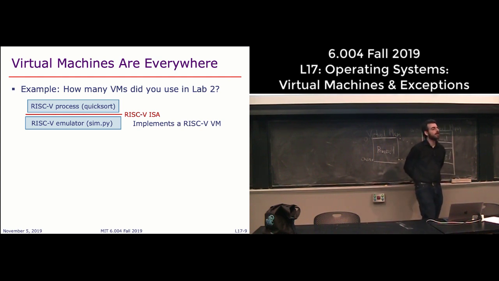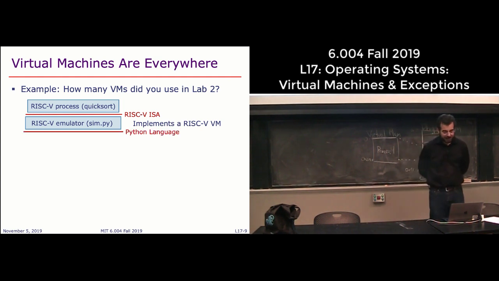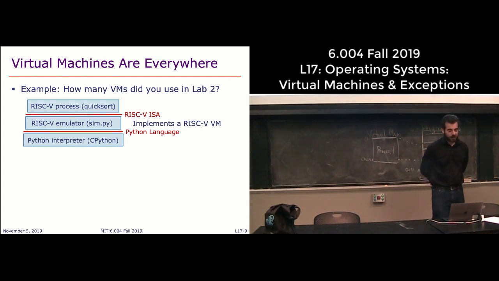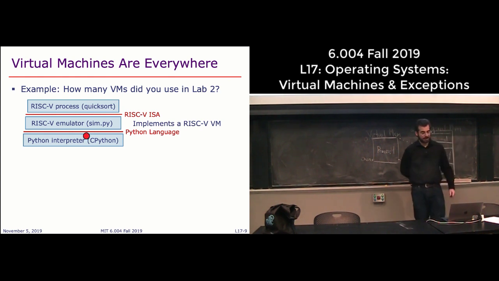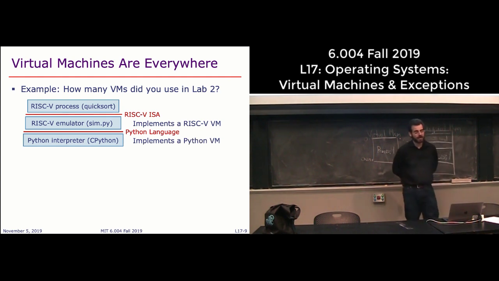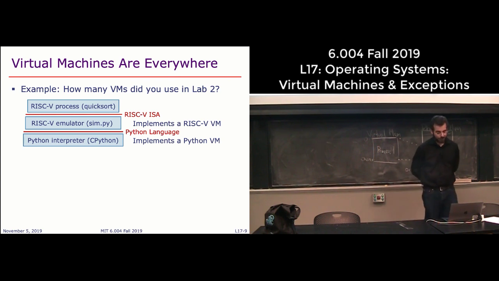But this RISC-V emulator being a Python program means that this is not actually assembly instructions. We don't compile Python programs down to assembly. Instead, this is coded against the Python language. And there is another program underneath that is the Python interpreter that loads this Python file, interprets it, and runs it. Right? So this Python interpreter is yet another virtual machine that's implementing a Python virtual machine.